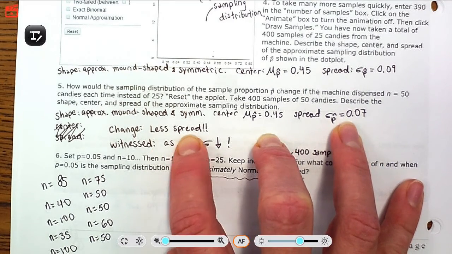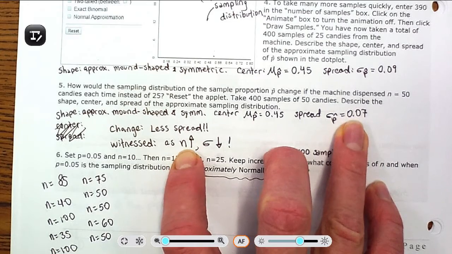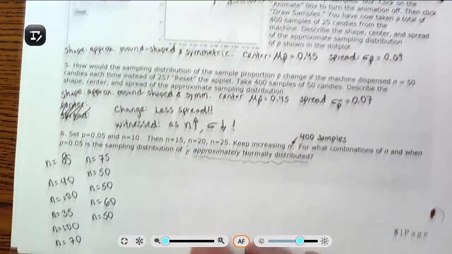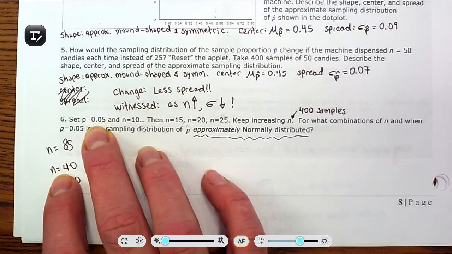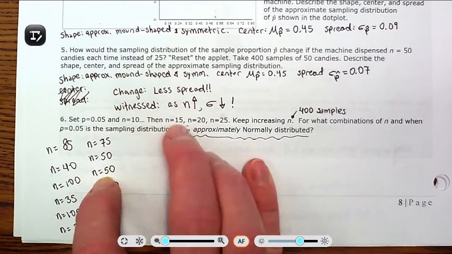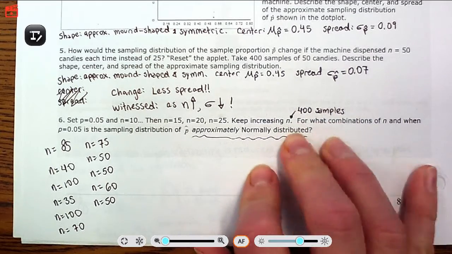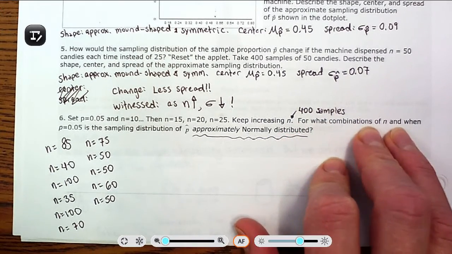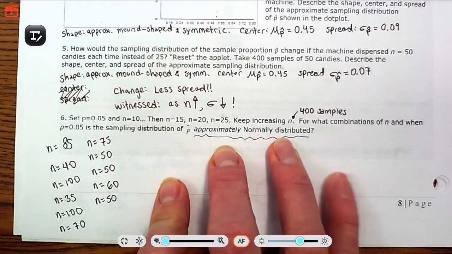Okay, so what's the change? Less spread. As we increase sample size, we decrease the standard deviation. Now, set p to 0.05 and n equals 10, 15, 20, 25. Keep increasing n, drawing 400 samples. For what combinations of n when p is 0.05 is the sampling distribution of p hat approximately normally distributed?